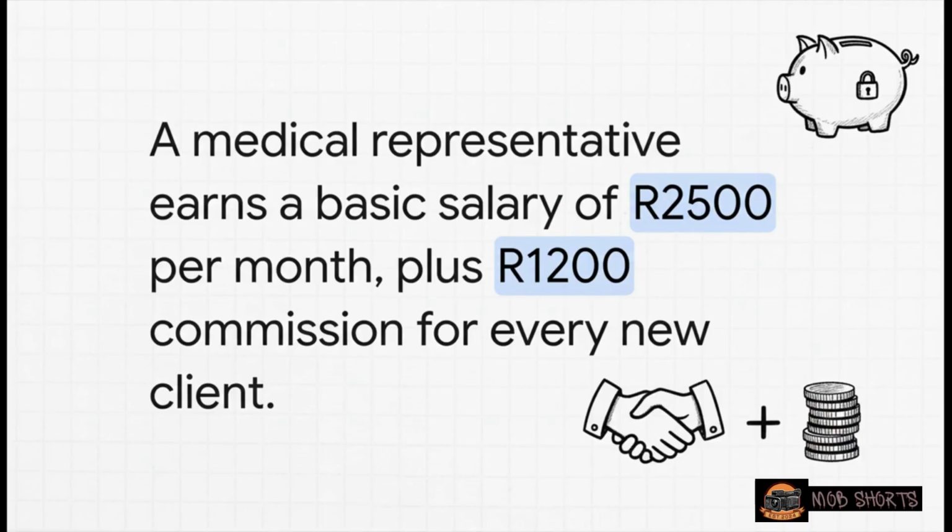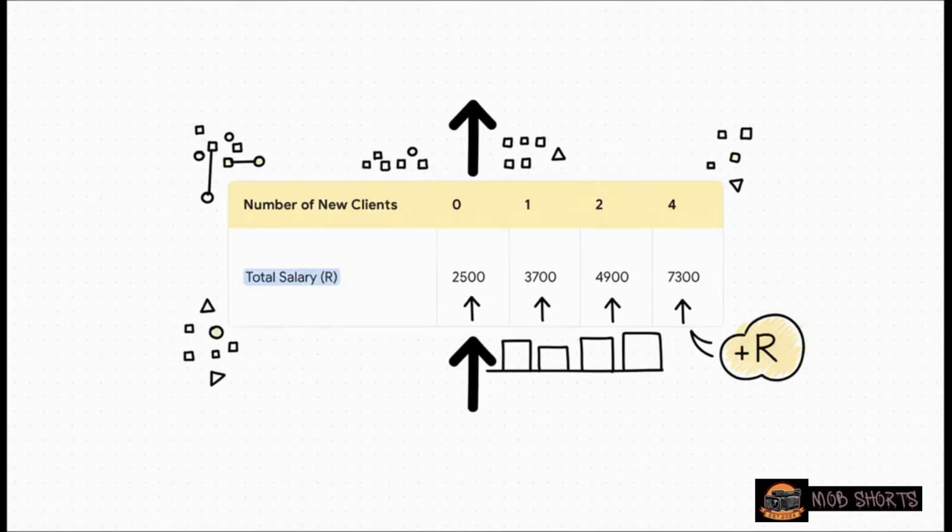This is a classic Math Lit scenario. You've got a fixed amount, the salary, and a variable amount, the commission. And here is the table for that exact scenario. See how clearly it lays out the relationship? The number of clients is on top. That's our independent variable. And the total salary is at the bottom. That's our dependent variable, because the salary depends on the number of clients signed.